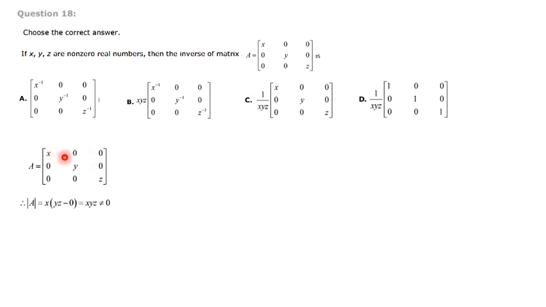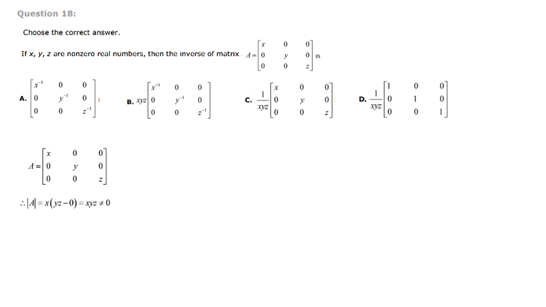X into that row and column is gone. Y into Z is YZ, minus 0 into 0 is minus 0. So the determinant is XYZ, which is a non-zero number, not equal to 0. Therefore, A inverse exists. Then we can go for finding A inverse directly. A inverse equals adj A divided by determinant A.